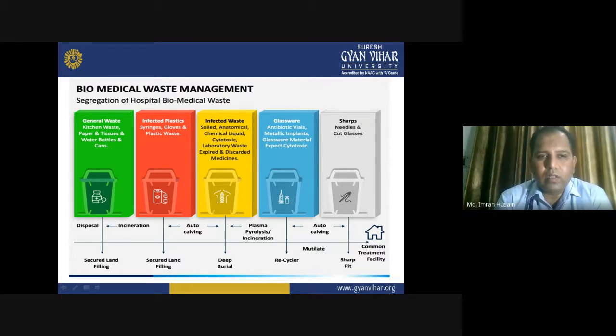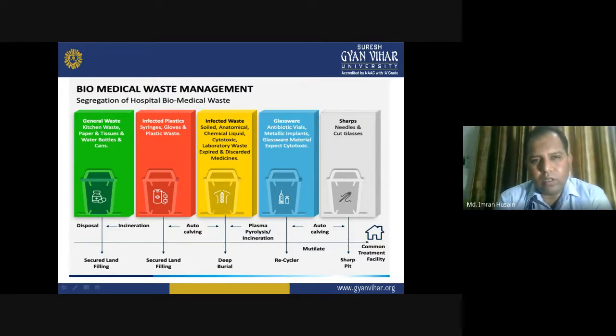So that the waste does not contain any pathological or infectious agent, right? In a similar manner, you can see the red color container: infected plastics, syringes, gloves, and plastic waste. They are all stored in this type of container, and autoclaving is very necessary before securing them in a landfill, right?